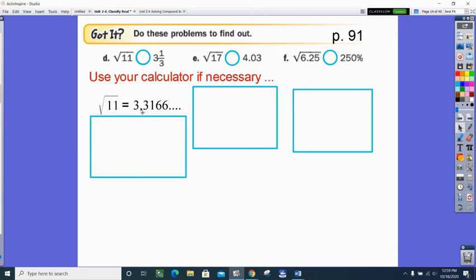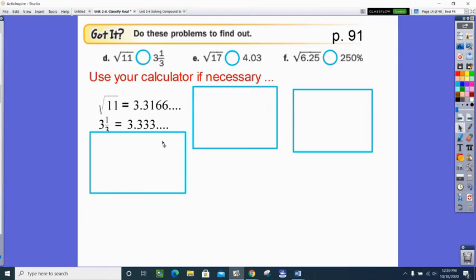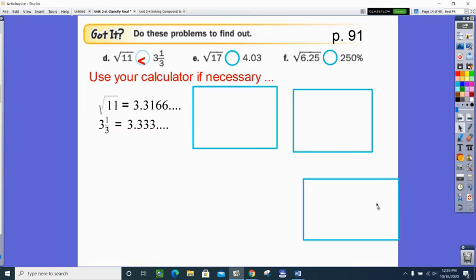Okay, the square root of 11 in the calculator is 3.3166. And 3 1/3 is 3.333. See, so as soon as I look, there are 3 matches in the front. The tens place matches, but the hundreds place, this guy is bigger. So I need to make sure that the alligator eats the 3 1/3. So the square root of 11 is less than 3 1/3. That's not too tough, is it?